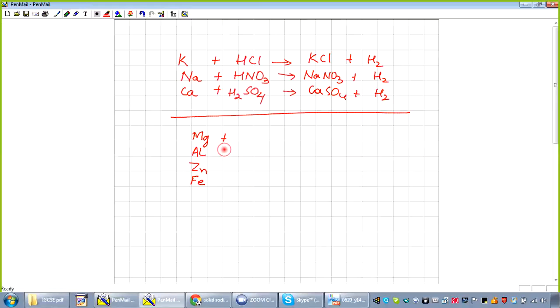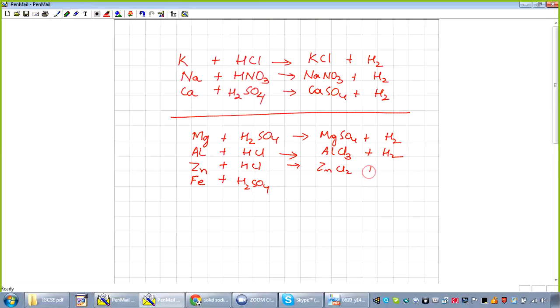Then I'm just going to add any acid to this. MgSO4 plus hydrogen and AlCl3 plus hydrogen. Zn gives ZnCl2, and Fe gives FeSO4 plus hydrogen.